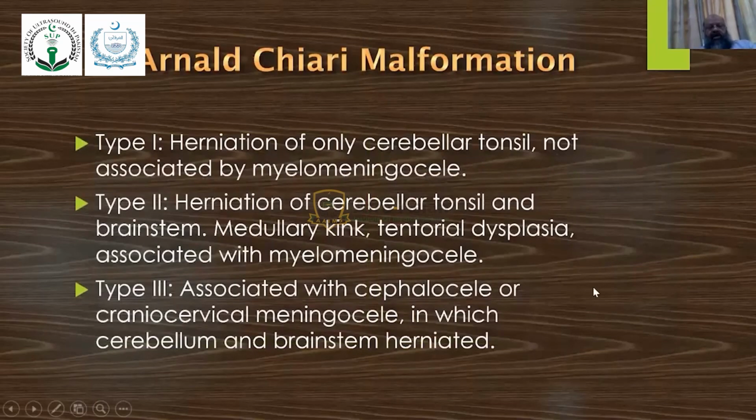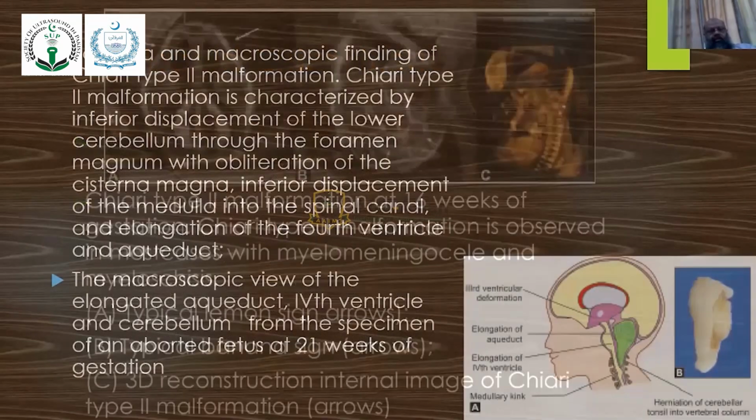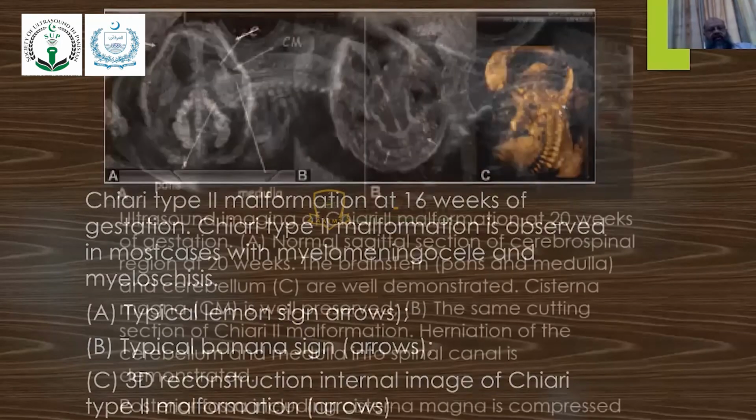Then comes the Arnold-Chiari malformation. Type 1 is herniation of only the cerebellar tonsil not associated with myelomeningocele. Type 2 is herniation of the cerebellar tonsil and brainstem, medullary kink, tentorial dysplasia associated with myelomeningocele. The first is not associated. Type 3 is associated with the encephalocele, which is also called cephalocele, or craniocervical meningocele, in which cerebellum and brainstem are herniated. These are those conditions.